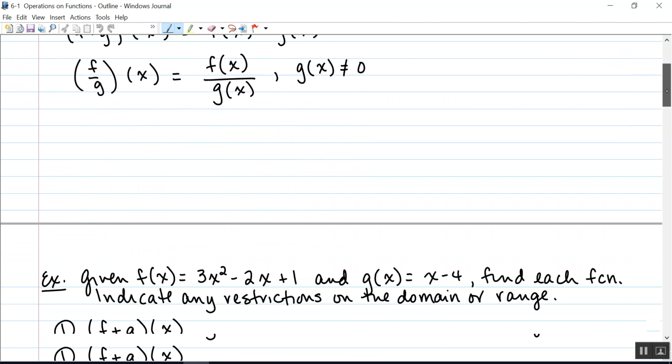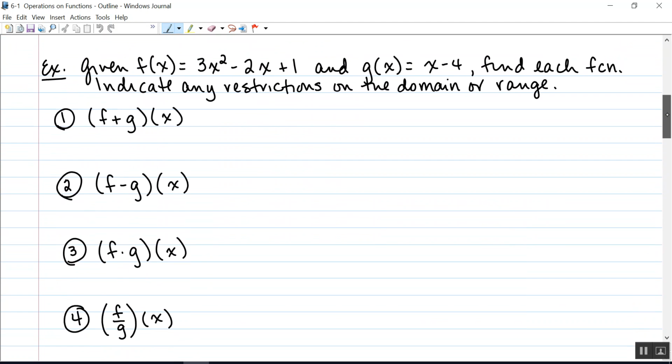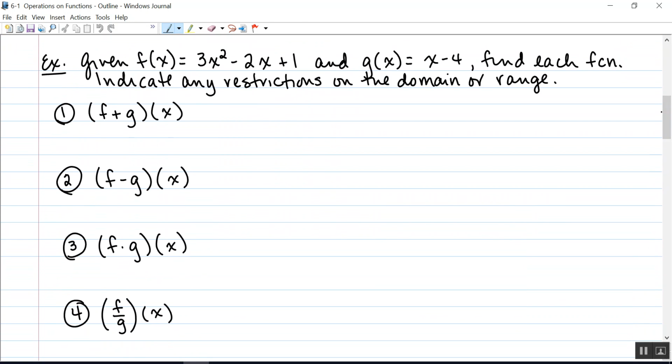So let's take a look at a couple examples here. Given that f(x) is 3x² − 2x + 1, and g(x) is x − 4, find each function and then indicate any restrictions on the domain or the range. The first one is (f + g)(x). That's basically just f(x), which is 3x² − 2x + 1, plus g(x), which is x − 4.